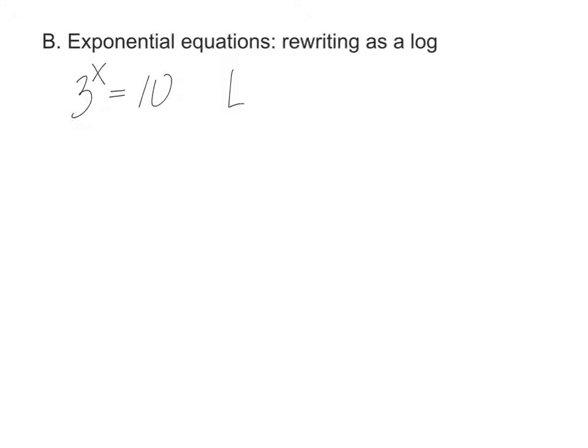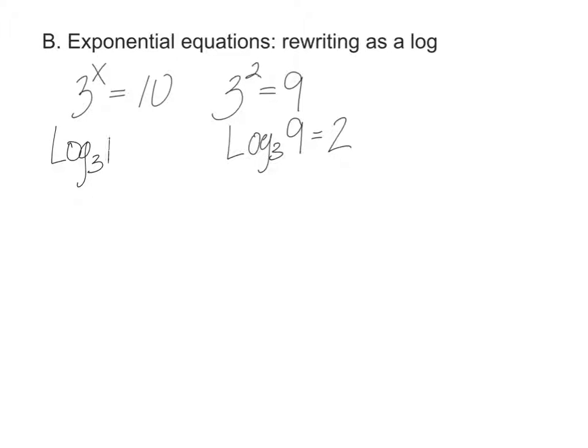So let's remember, if I have 3 to the second power equals 9, this written as a log is log base 3 of 9 equals 2. My exponent becomes what it's equal to, and what it's equal to goes inside the log, and the base of the log is the base of the exponent. So to rewrite this equation, 3 to the x equals 10, as a logarithm, it's log base 3. What it's equal to goes inside the log, and the exponent is what the log is equal to. So log base 3 of 10 is equal to x.